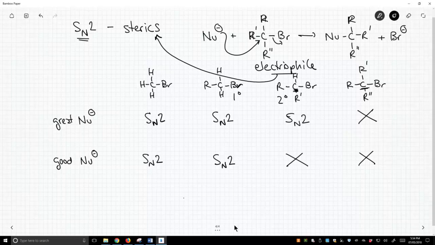So, sterics can play a role. If our electrophilic carbon is crowded enough, the nucleophile will not be able to attack it. Even if it's a great nucleophile, it won't work. So sterics do play a role, but normally the first condition is, do I have a good enough nucleophile? And then you have to look at how available to attack that electrophilic carbon is.